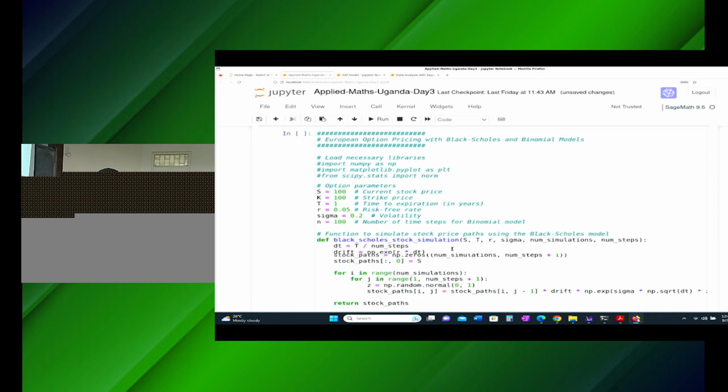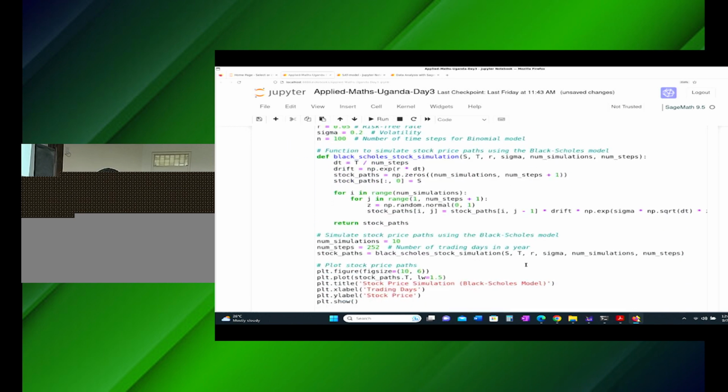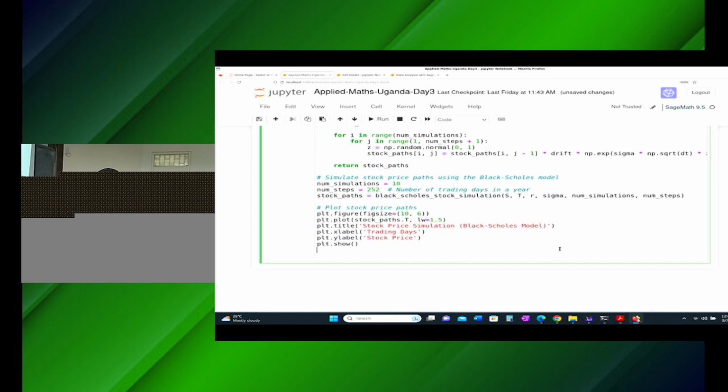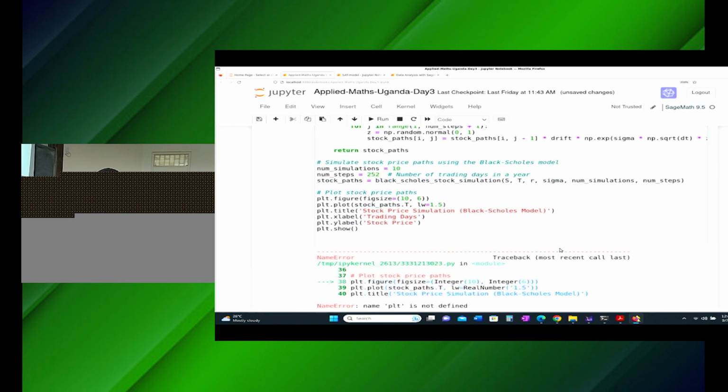Well, this one, what are we doing here? Okay, we want to simulate the stock price using the Black-Scholes model. So when you do that, it's close to what she did.